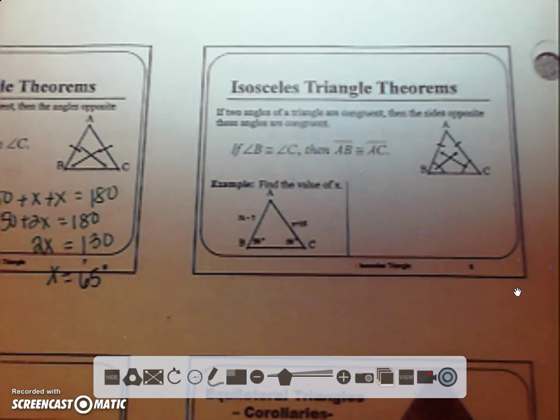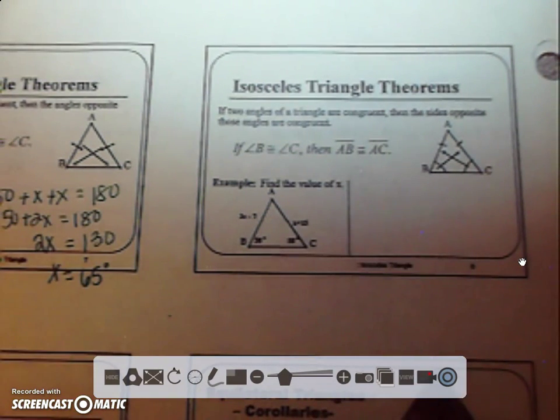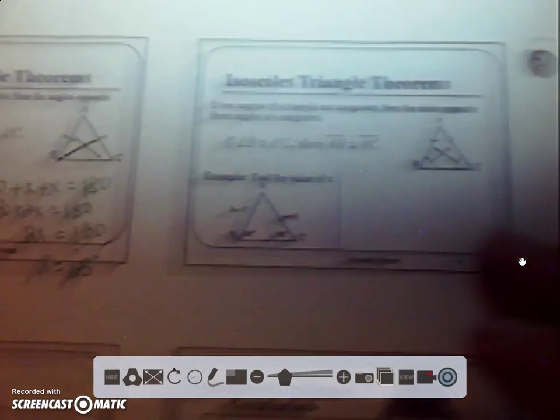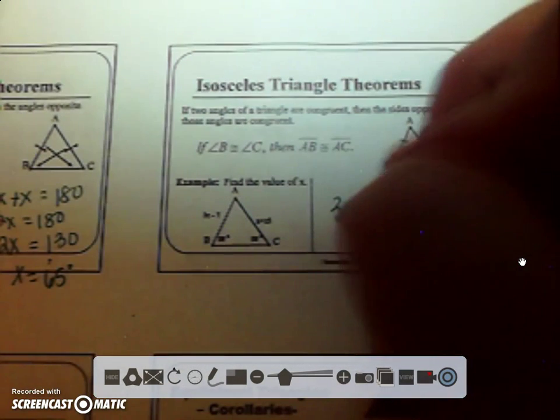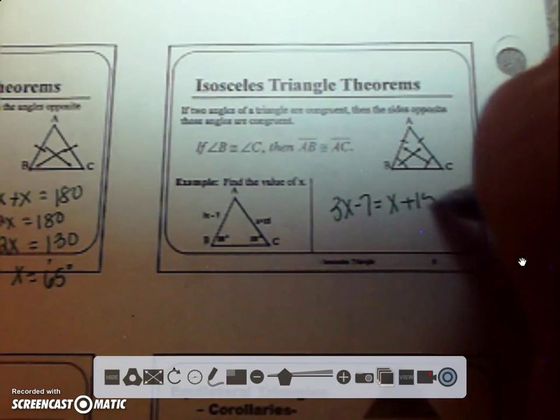The second theorem says if two angles of a triangle are congruent, then the sides opposite those angles are congruent. So it's the opposite of what we just did. We're given these two angles are the same, so AB and AC must be the same. We can find the value of x once again by setting those two equal to each other. So 3x minus 7 is equal to x plus 15.